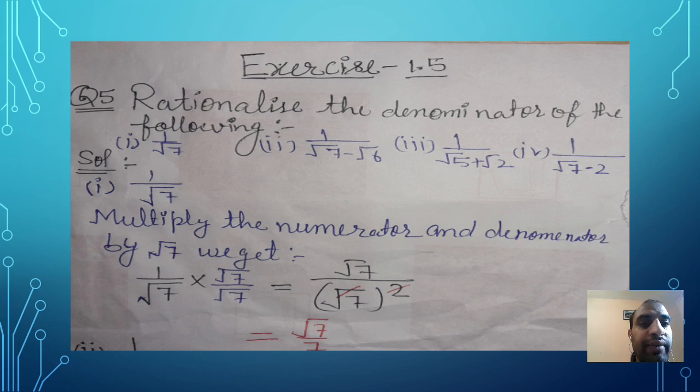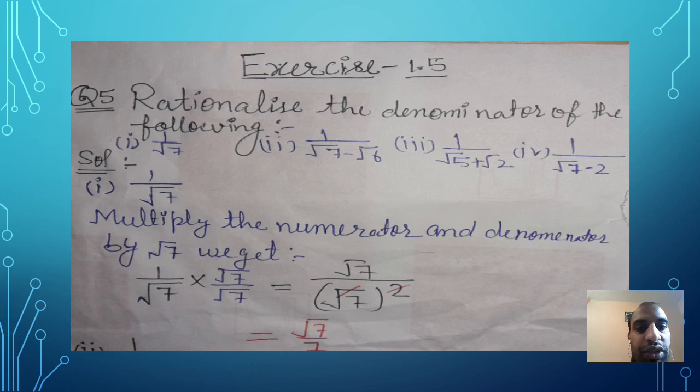It's question number 5. Rationalize the denominator of the following. First is 1 upon under root 7. In this you can see in the denominator only under root 7 is there. Second, 1 upon under root 7 minus under root 6. Here two numbers are there. Next, 1 upon under root 5 plus under root 2. Once again two terms here. Next, 1 upon under root 7 minus 2.